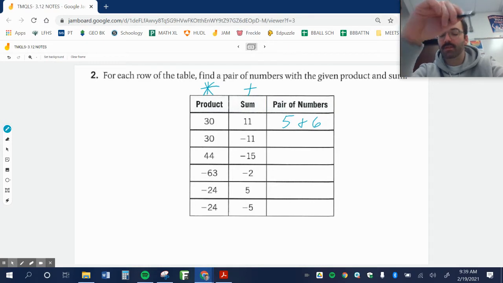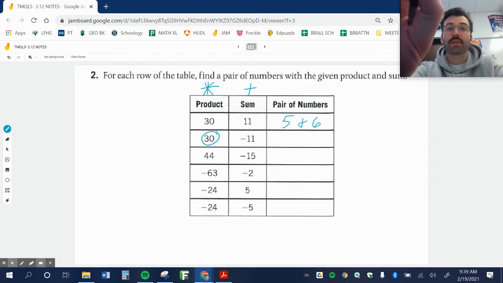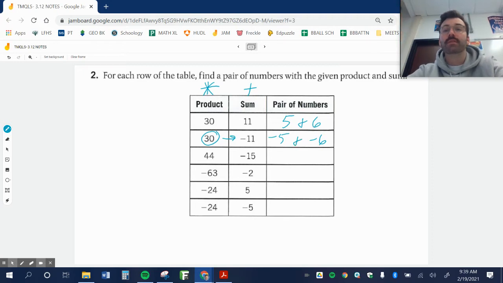Conversely, I'm going to show you the next 2, and then I'm going to ask you to do the rest. The next 2, well, I have a product of 30 whose sum is now negative 11, so that means it's negative 5 and negative 6. This little symbol here means and. This is not plus. You can write the word out if you want. So what I want you to do now is pause it and try to fill these out.